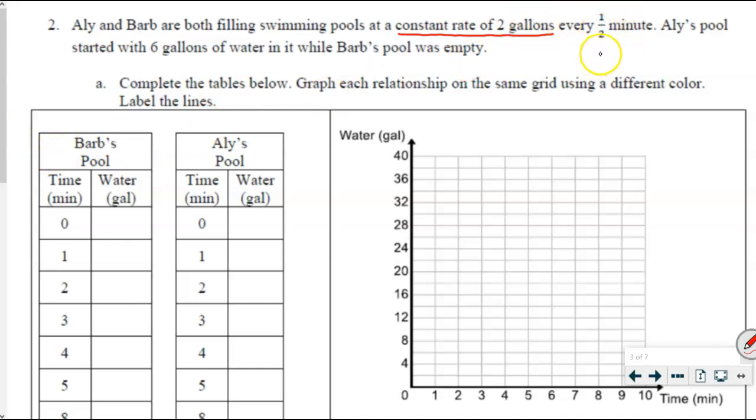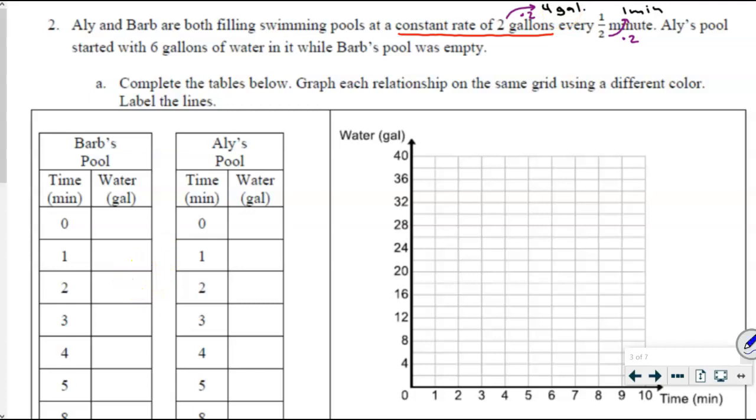If it's 2 gallons every half minute, that means every 1 minute, what's that going to be? How does that 1/2 change to a 1? I'm doubling it, right? So what am I going to do with this 2? Double it, just using equivalent ratios. So that's going to be 4 gallons every 1 minute. That's going to help as I'm filling out that table.